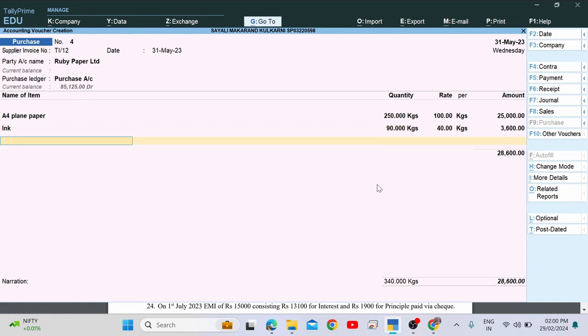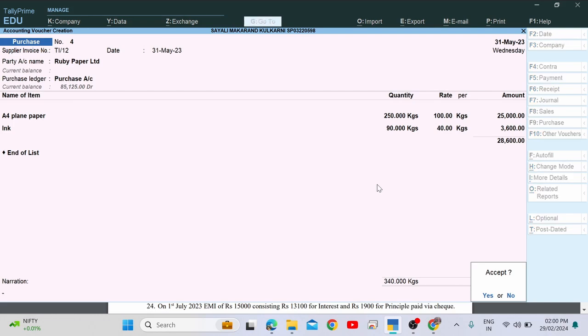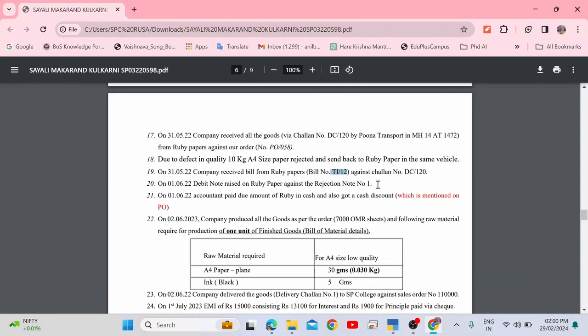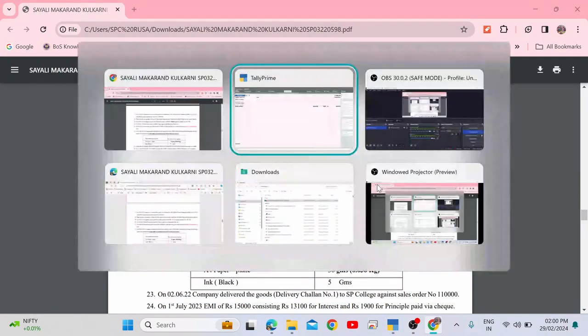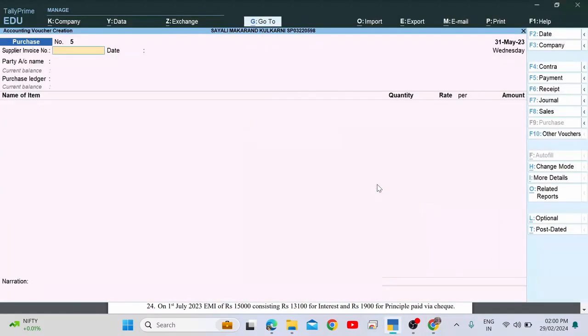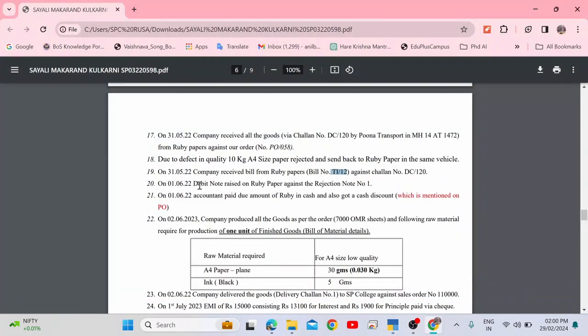By default you will get everything. We have got it also, and then just accept it. Enter, enter, enter. No need to type that narration. Accepted. Over. Correct. Then now after this we want a debit note raised.